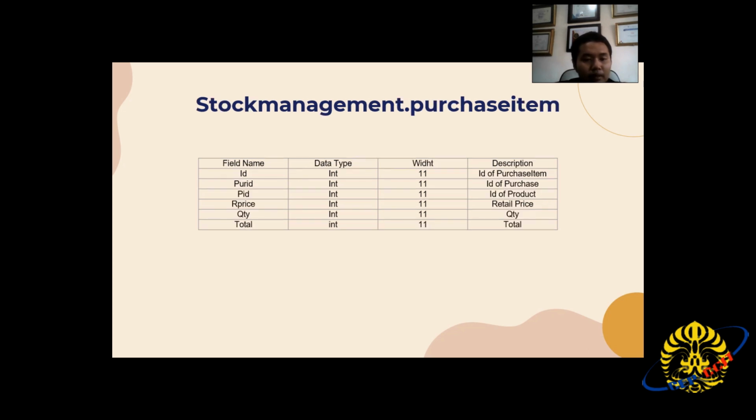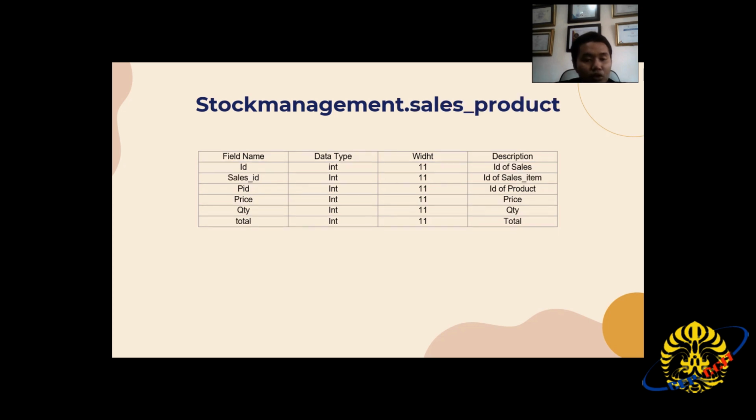In the table stock management purchase item, field name ID as ID of purchase item, period as ID of purchase, PID as ID of product, R price as retail price, quantity as quantity, and total as total. In the table stock management sales product, ID as ID of sales, sales ID as ID of sales item, PID as ID of product, price as price, quantity as quantity, and total as total.